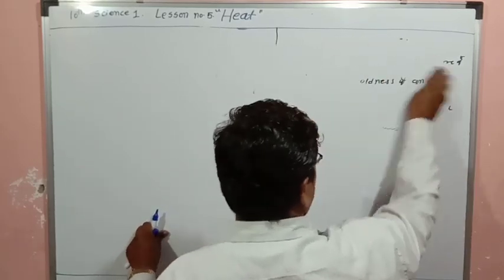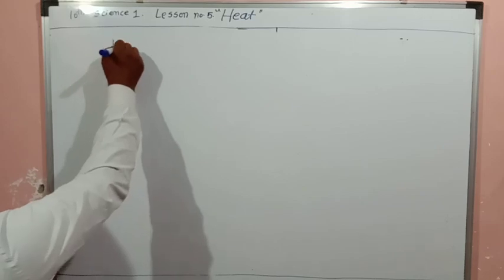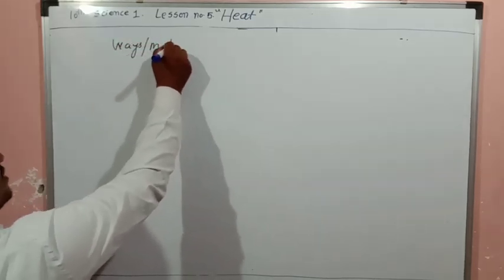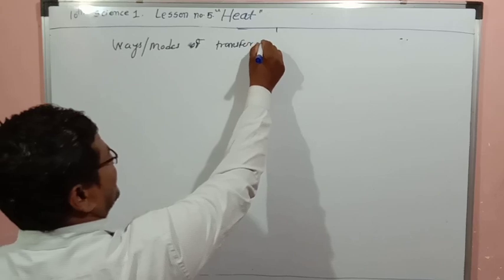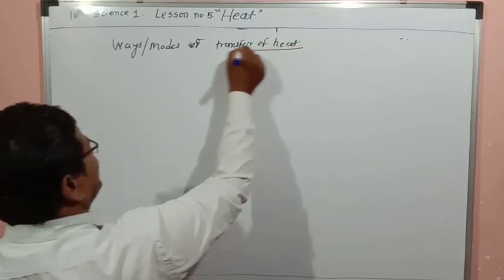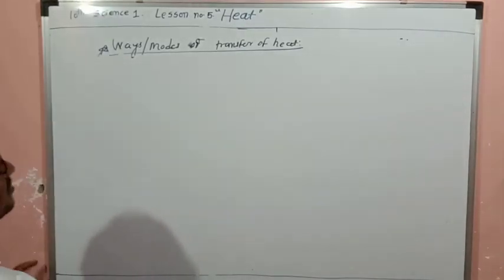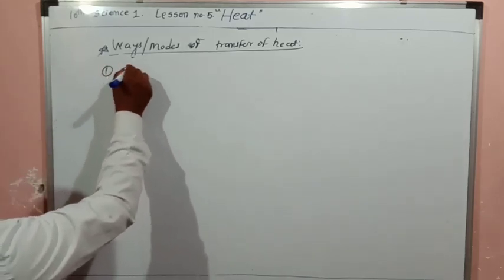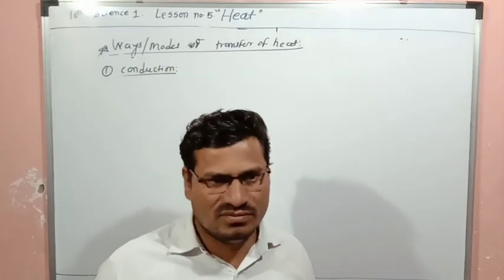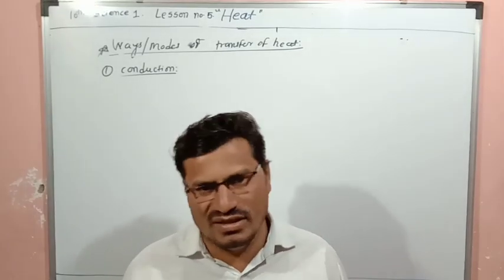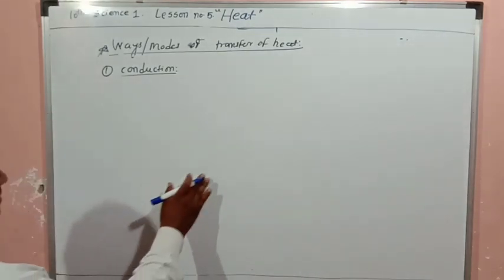In that, the first mode of transfer of heat, or first way of transfer of heat, is conduction. So what are the ways or modes of transfer of heat? Conduction, convection, and radiation. There are 3 modes of transfer of heat. In that, the first one is conduction.